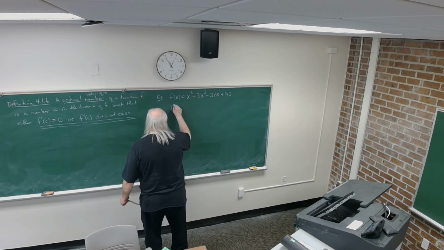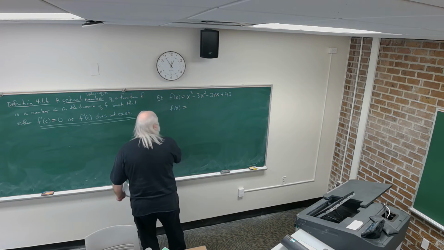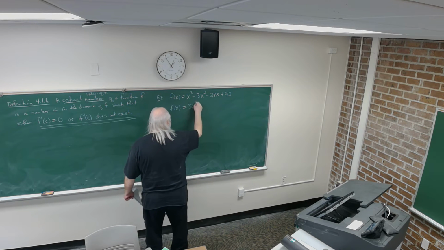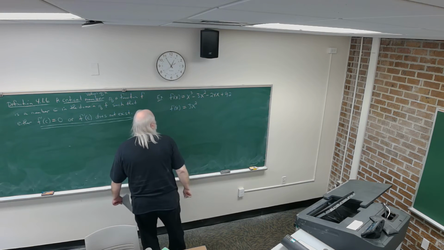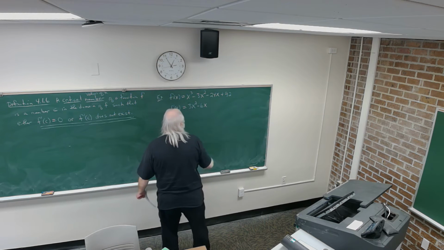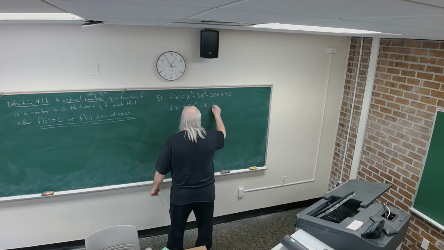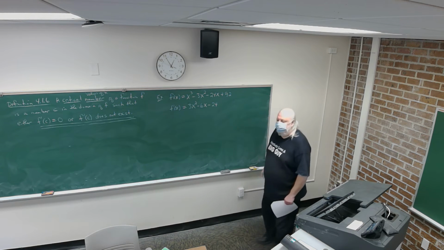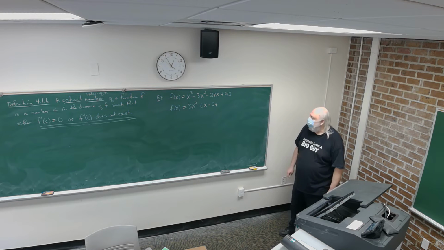So to find the critical numbers of f of x, first we have to differentiate it and get its first derivative, f prime of x. Well, the derivative of x cubed is 3x squared. The derivative of minus 3x squared is minus 6x. The derivative of minus 24x is minus 24. And the derivative of 92 is 0.